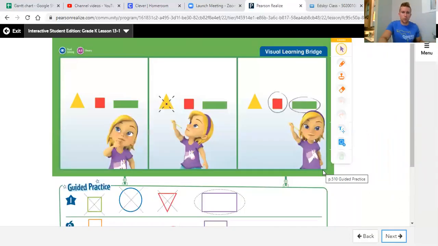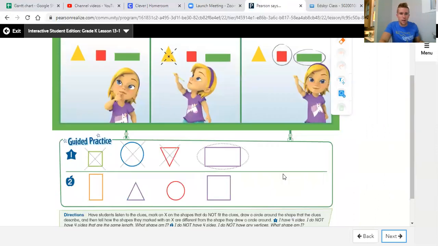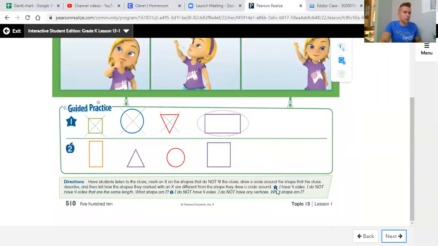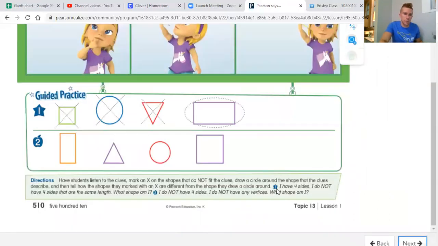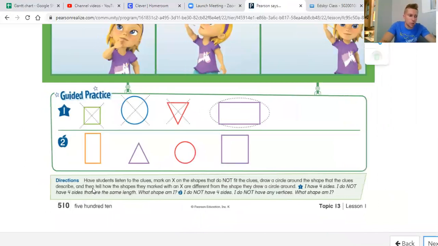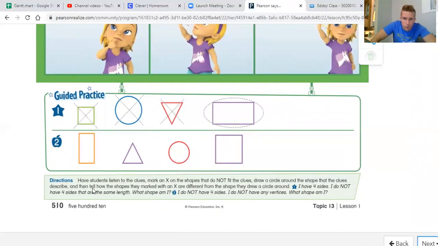Let's start on page 510 all together here. You can see on yours, it looks just like this one. And I'm going to read the directions. Here's what you're going to do. All right. It says, mark an X on the shapes that do not fit the clues. Okay. And you draw a circle around the shape that the clues do work for, right, that they describe.